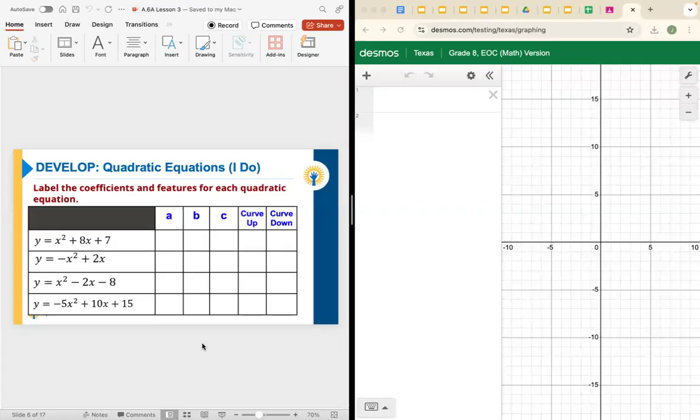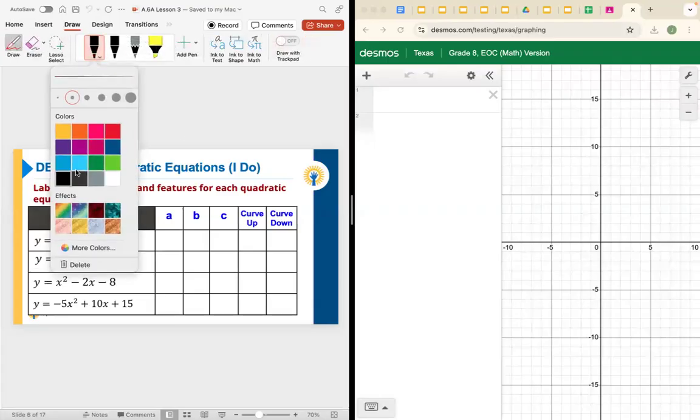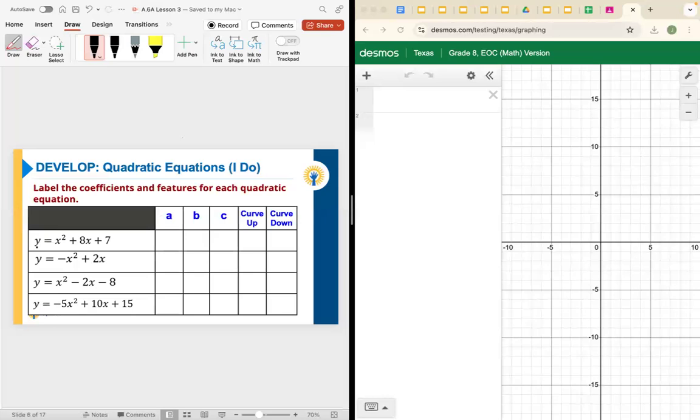First of all, we're going to label what our coefficients and features are for each quadratic equation. As you can see, I have my handy dandy decimals here to help us out. Let's start with our first equation: y equals x squared plus 8x plus 7. So our a is 1, our b is 8, and our c is 7.